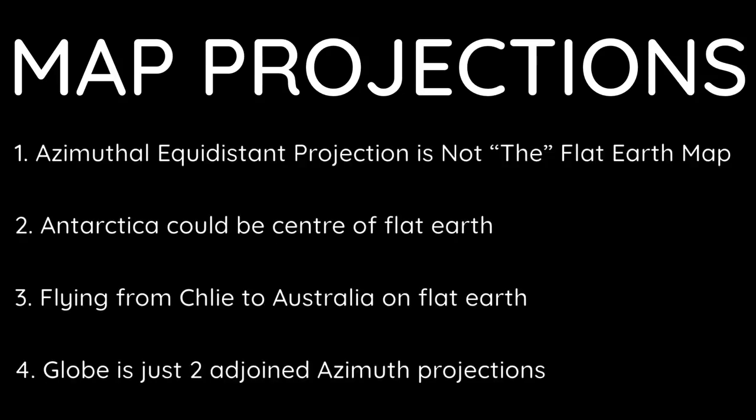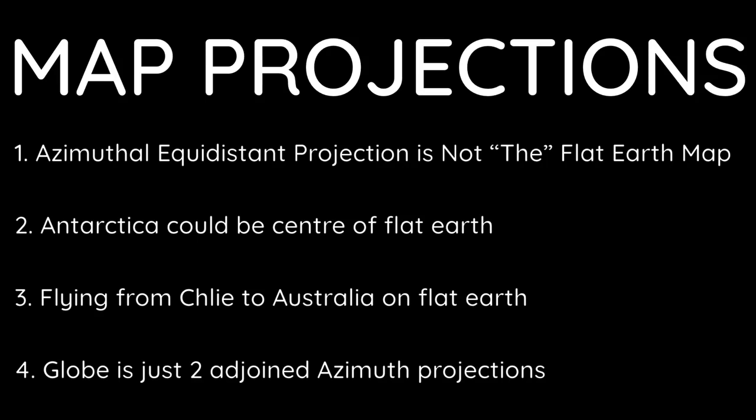In this brief presentation, we're going to look at 4 issues related to Flat Earth maps and projections. First of all, we're going to see that the commonly used Azimuthal Equidistant North Pole projection of the Earth and land masses with an ice wall is not a definitive Flat Earth map. And then we'll have a look at how Antarctica could well be at the center of Flat Earth instead.